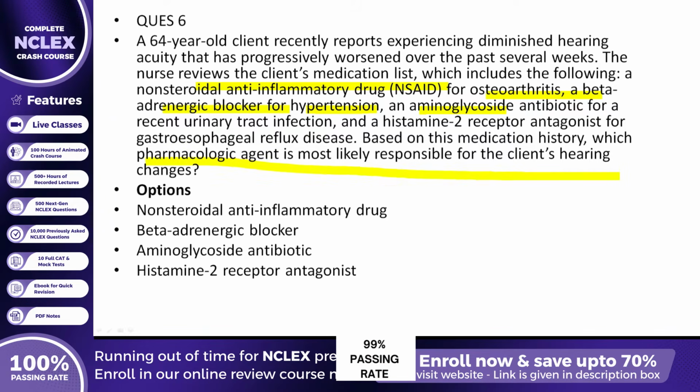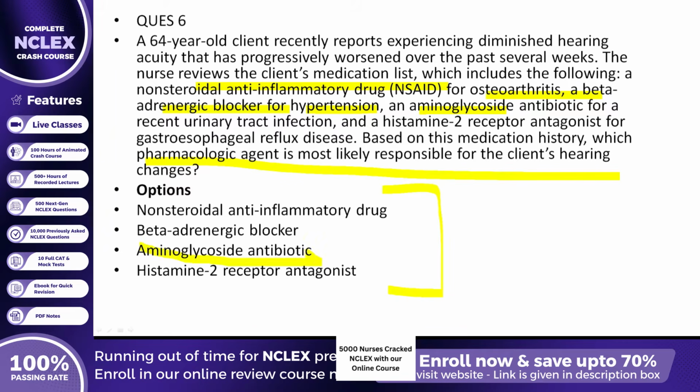Here are the options to consider. Option 1, a non-steroidal anti-inflammatory drug. Option 2, a beta-adrenergic blocker. Option 3, an aminoglycoside antibiotic. And option 4, a histamine 2 receptor antagonist. The correct answer is option 3, the aminoglycoside antibiotic.